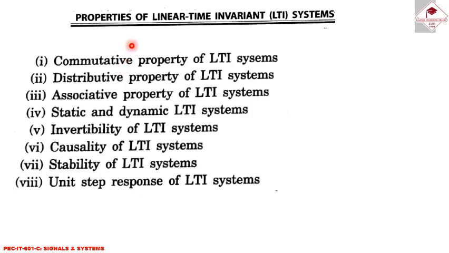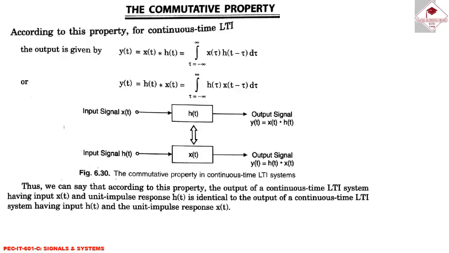Next we are discussing the various properties of linear time invariant systems. We have lots of properties: commutative, distributive, associative, static, dynamic, invertibility, causality, stability, and unit step response of LTI system. First property is the commutative property.